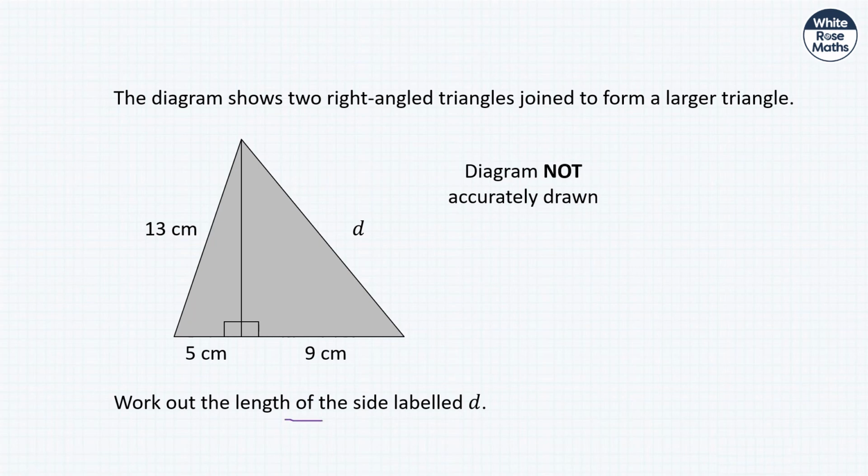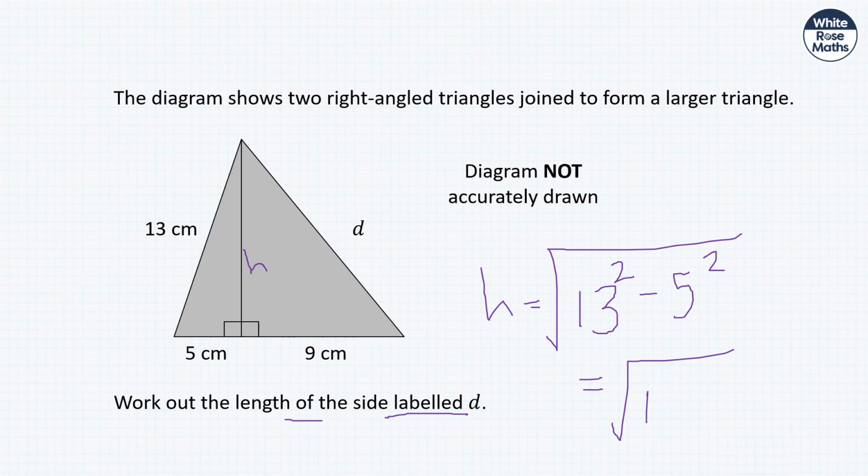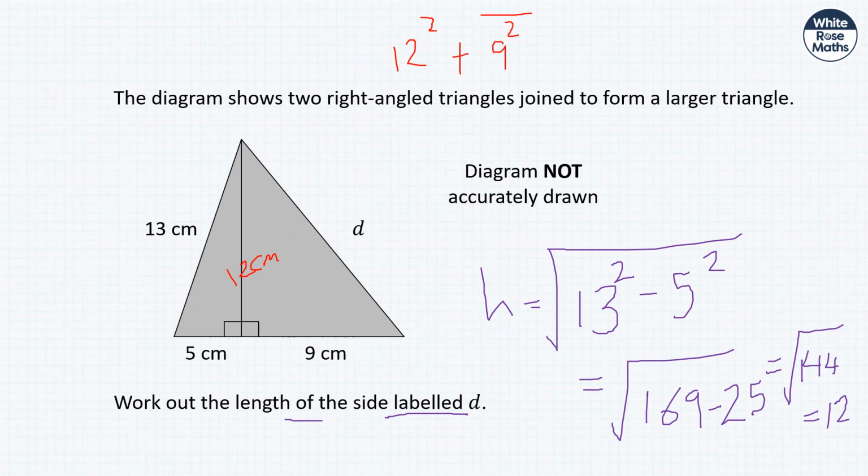Okay, work out this length of the side label D. Okay, so we will use Pythagoras here to work out this length here. So we'll call this H. So H is equal to the square root of 13 squared subtract 5 squared. If we simplify that, we're going to get 169 take away 25, which is going to be 144. So square root of 144 is going to equal to 12, guys, okay? So that one's going to equal to 12 centimeters. And then to work out D, it will be 12 squared plus 9 squared square rooted, will give you what D is.